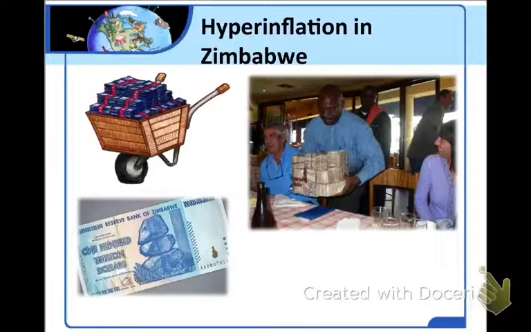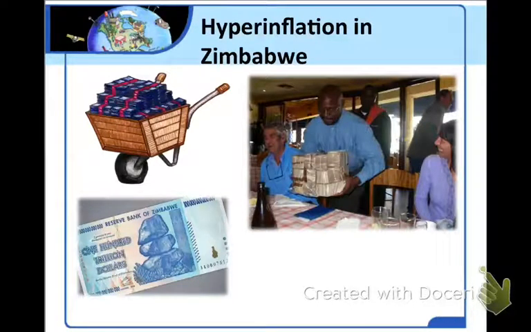if not trillions, of the Zimbabwean dollars. Now imagine if you went to the grocery store in the United States and a dozen eggs cost $1 trillion. Well, in Zimbabwe, it does. Not US dollars, but Zimbabwean dollars. And so you need so many that the currency, the money, is virtually worthless.